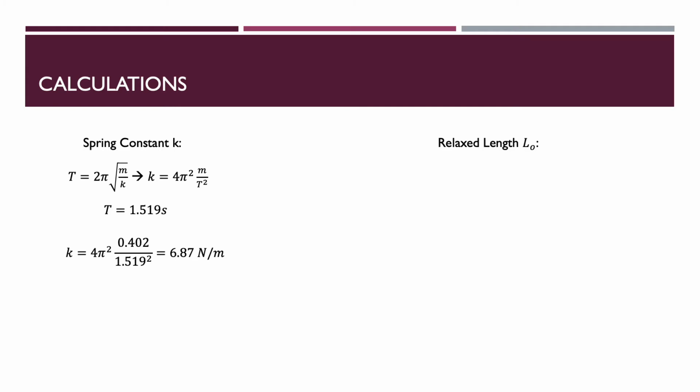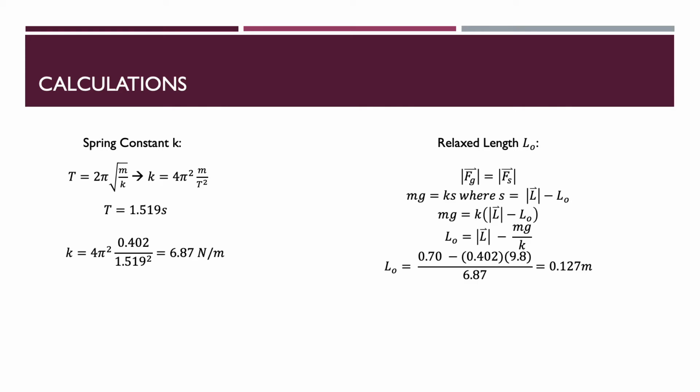The second unknown variable is the relaxed length of the spring, L0. Using Newton's second law and the fact that the spring starts in static equilibrium, we can set the magnitude of the spring force equal to the magnitude of the gravitational force. Using variables that are already defined, we can solve for the relaxed length of the spring.